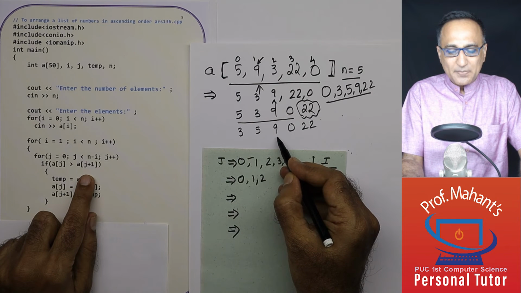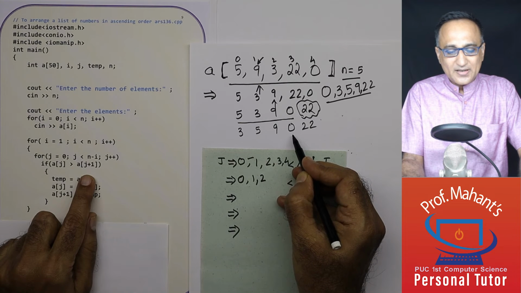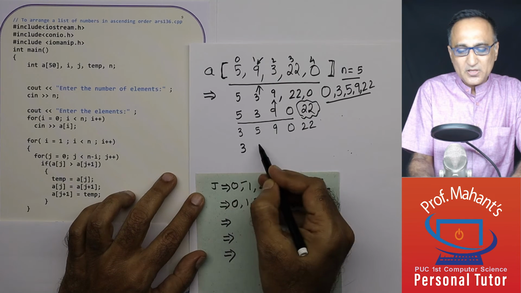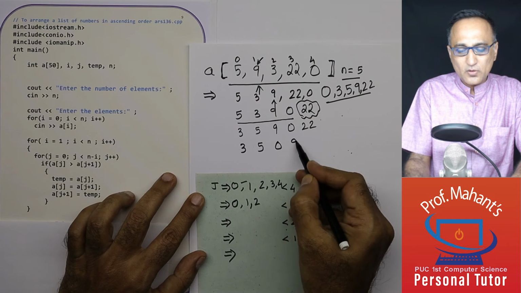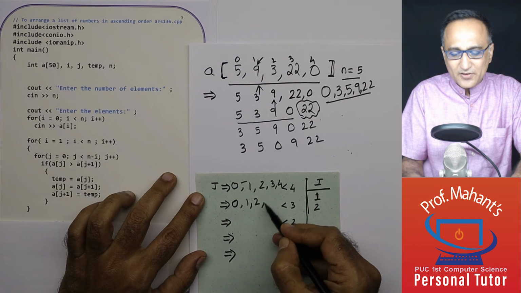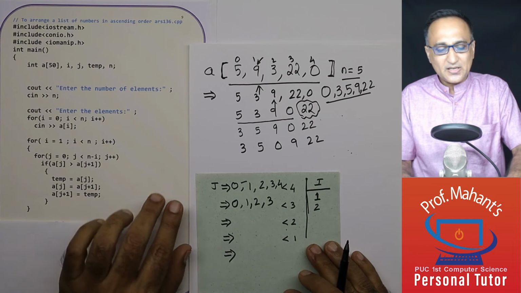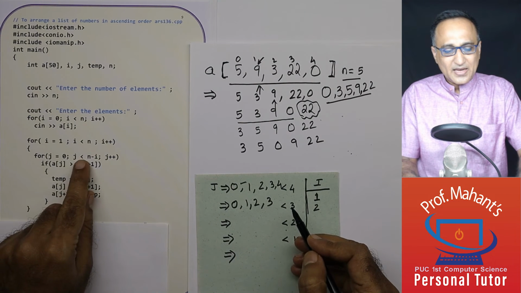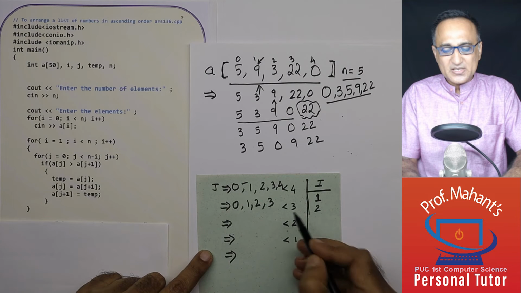Now A of 2 happens to be 9. Is 9 greater than 0? Yes, 9 is definitely greater than 0. So an exchange has to take place here. So this is going to be 3, 5, 0, 9 and 22. After this, the value of j has become 3. 3 is not less than 3, because n minus I is 5 minus 2 is 3.